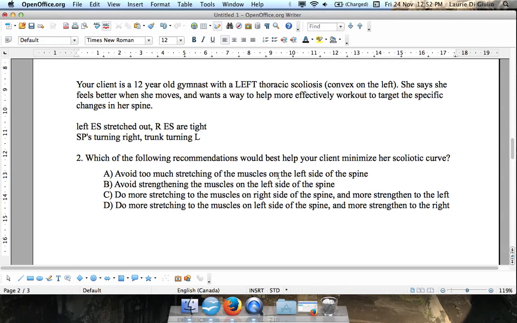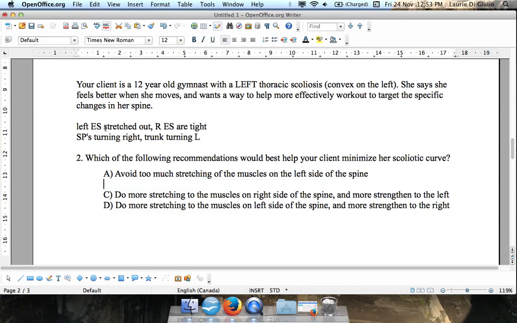Which of the following would help your client minimize her scoliotic curve? Avoid too much stretching of the muscles on the left side of the spine. Well, the left side are stretched out, so that's a possibility. Avoid strengthening the muscles on the left side of the spine. No, you don't want to avoid strengthening. Those left-sided ones are stretched out. So this has got to be out. This is not going to best help your client, right? The case study is asking which would best help your client. And not strengthening the muscles that are stretched out would not best help your client.